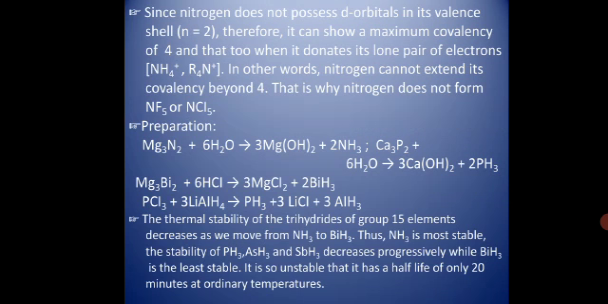The answer is very simple: it does not possess any vacant d orbitals, so that electrons can jump from the p subshell to the d subshell, or from the s subshell to the p subshell, and hence show a maximum covalency of 5. That is not possible in the case of nitrogen.